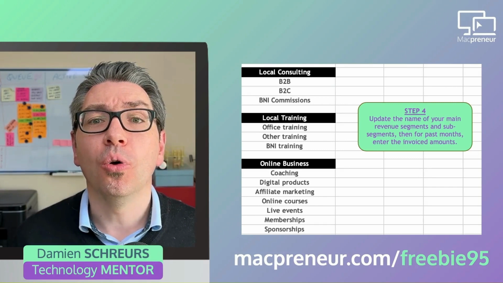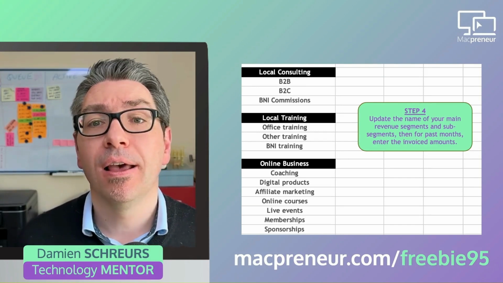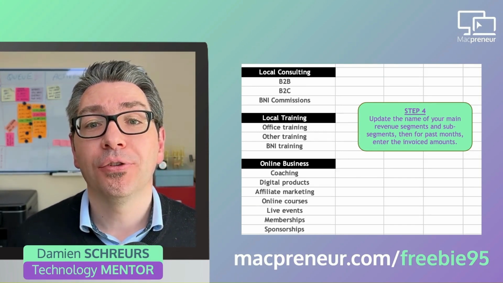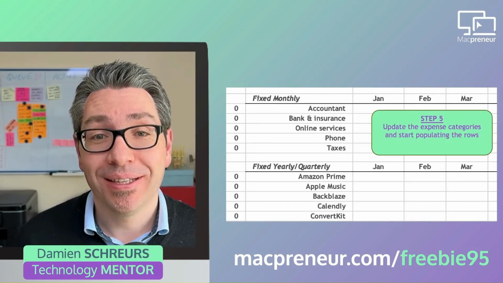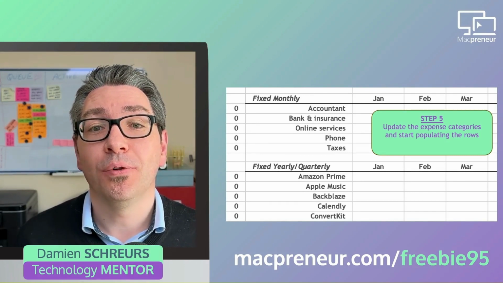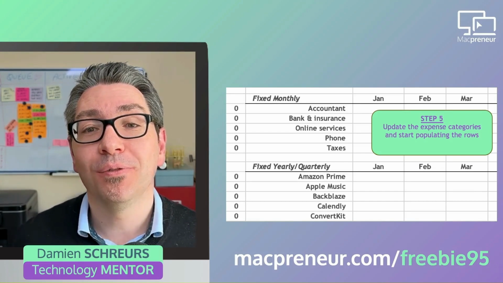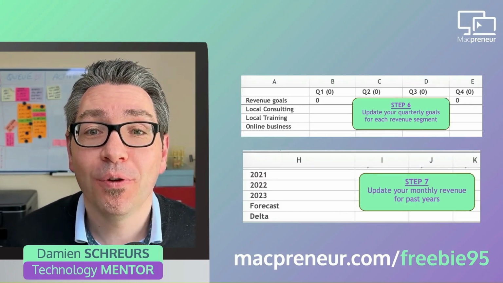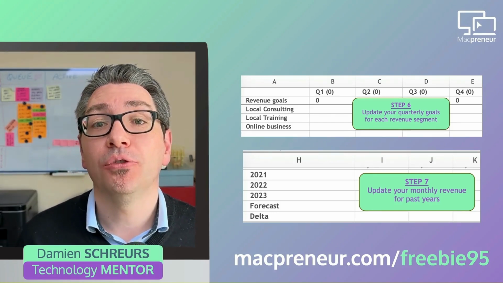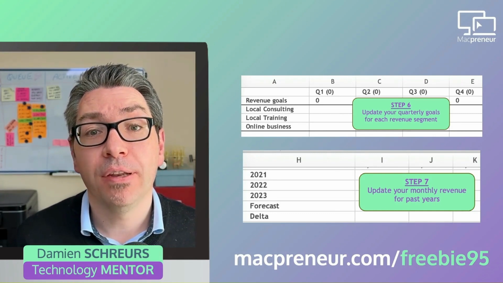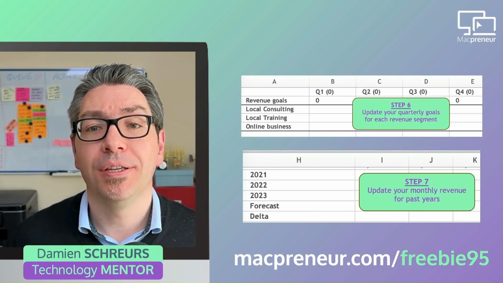Step number 4, open the monthly sheet, update the name of your main revenue segments and subsegments, then for past months, enter the invoiced amounts. Step number 5, scroll down and update the expense categories and start populating the forecasted expenses. At this stage, you will already have the approximate profitability of your business. And to compare the forecast with your goals, update the quarterly goals for each main revenue segment in the top left corner of the sheet, and to have a feel for any seasonality in your revenue, update the monthly revenue for the past 3 years.